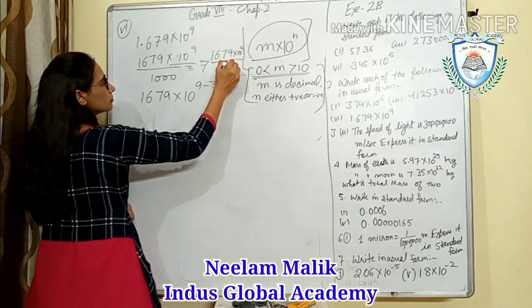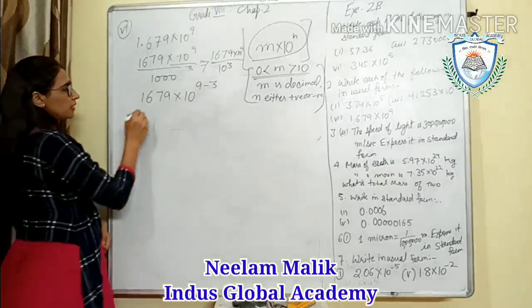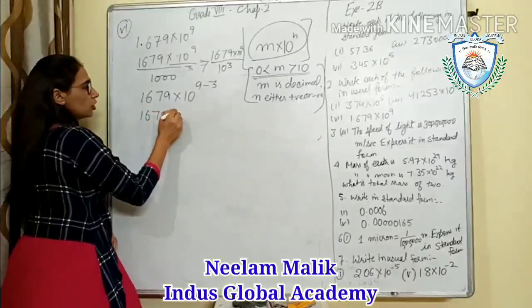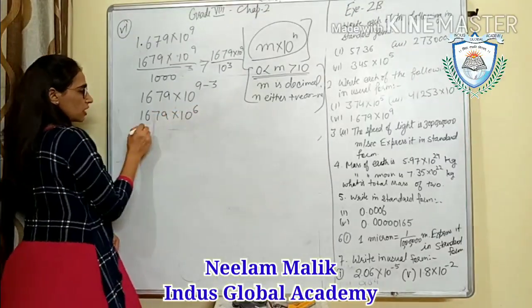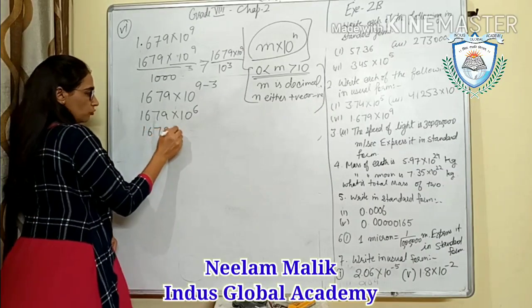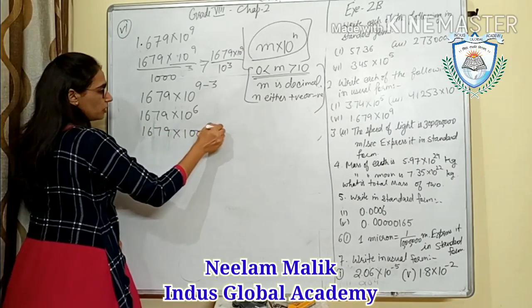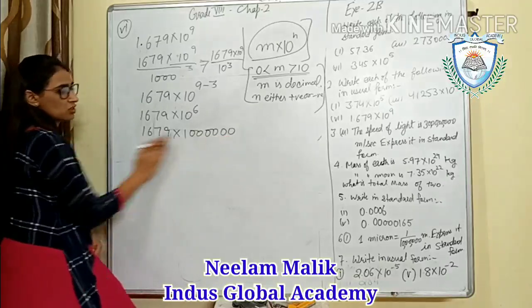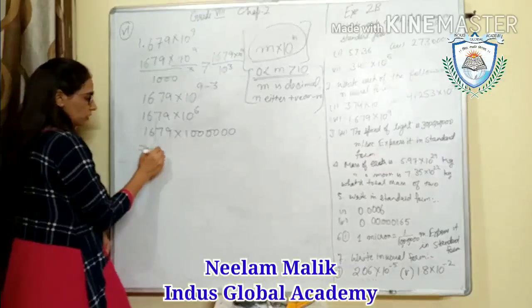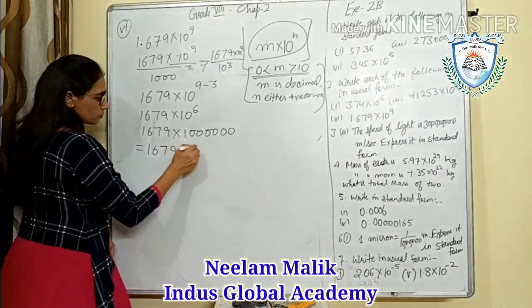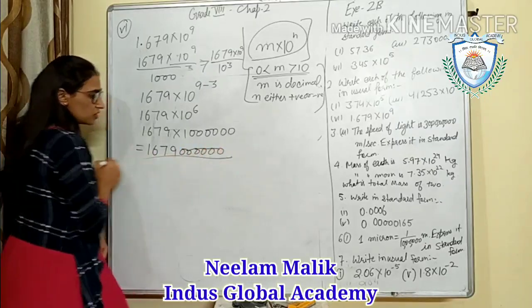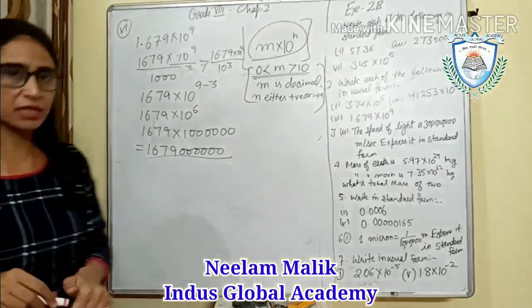Now powers will be subtracted. 1679 into 10 raised to power 6. Now you will multiply this with 1 and we will open that power. 6 zeros will be there, so it will be this. This is our answer.